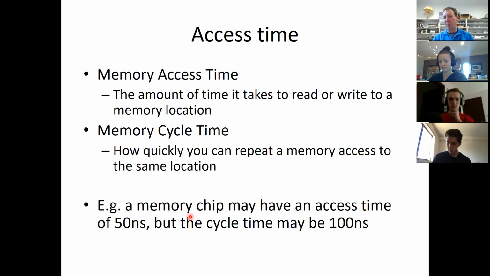So for example, a memory chip might have an access time of 50 nanoseconds, but the cycle time may be 100 nanoseconds. So accessing the same address 2 times in succession might actually take 150 nanoseconds, because you have both of these times to consider.